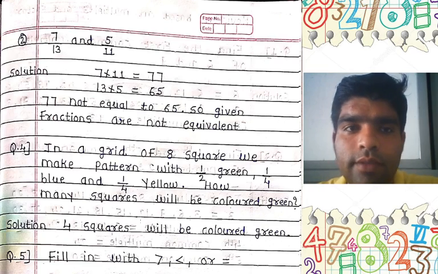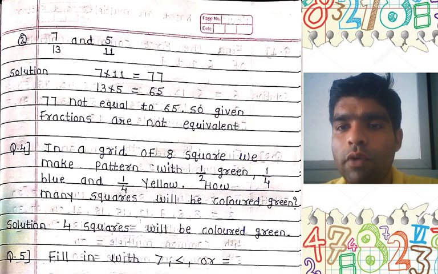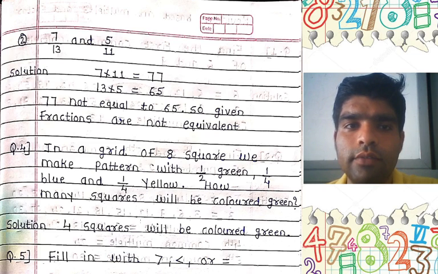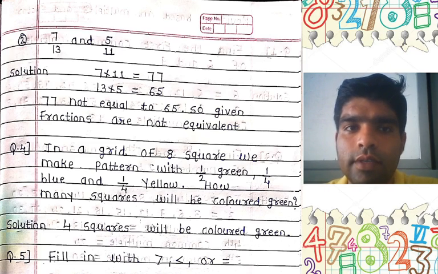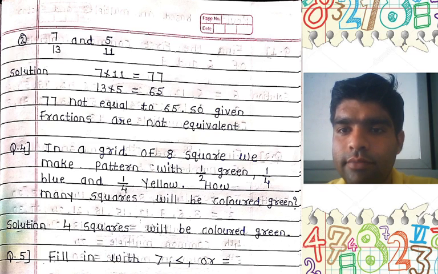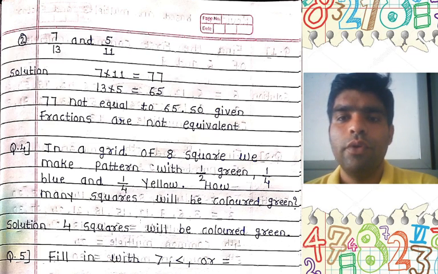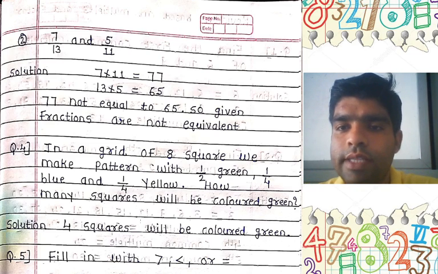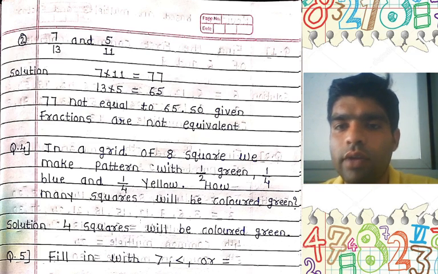Second example, 7 upon 13 and 5 upon 11. Now we have to check whether the fractions are equivalent or not. 7 multiplied by 11, your answer will become 77. Next, 13 multiplied by 5, the answer will become 65. Now 77 is not equal to 65, that is why the given fractions are not equivalent.